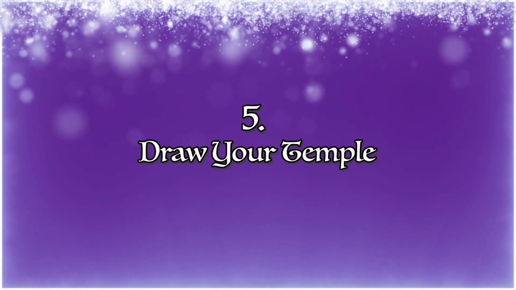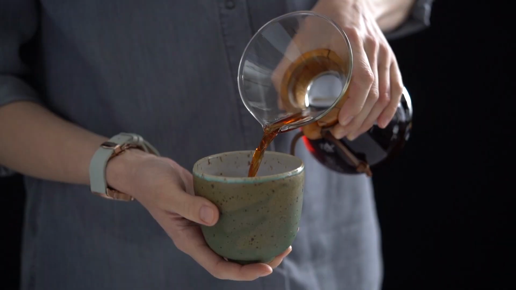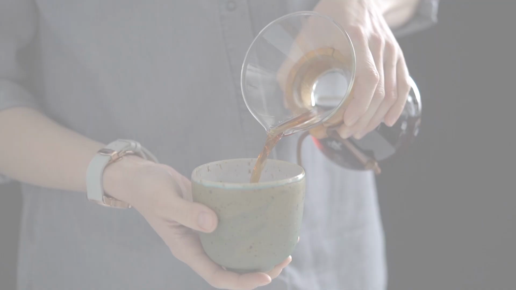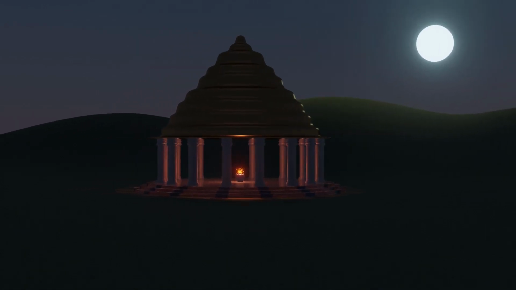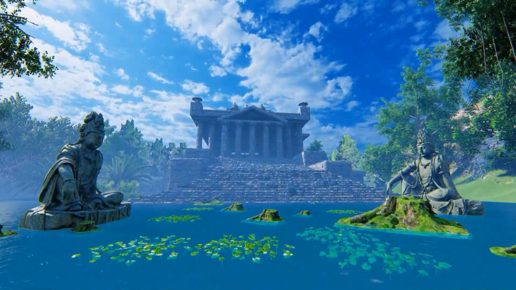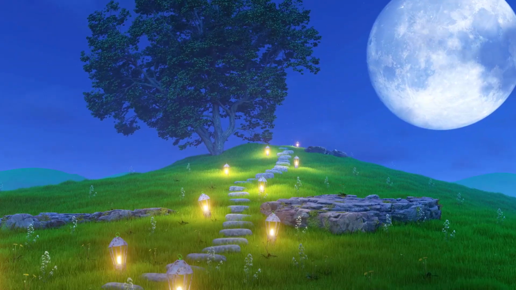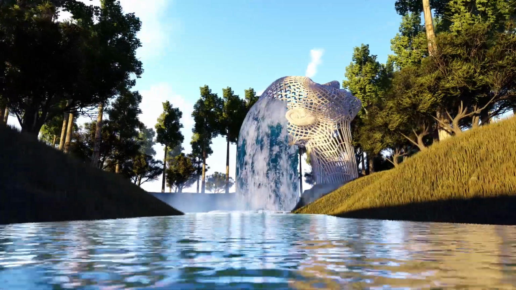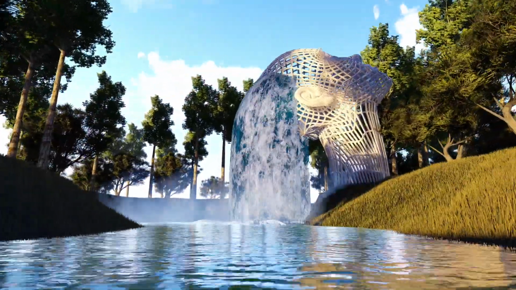Step 5, draw your temple. With your research as your inspiration, pour yourself a nice cup of something yummy and sit down to sketch out ideas for your temple. Draw the building, the architecture. Add pools of water, a path lined with torches, the ocean, a river. Place your temple in the trees, whatever makes you happy.